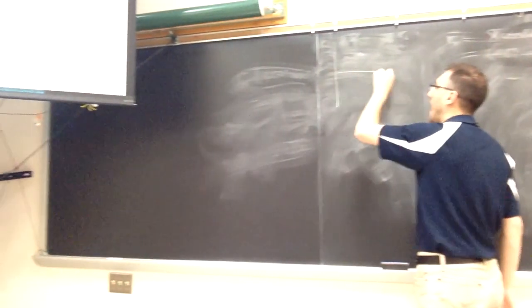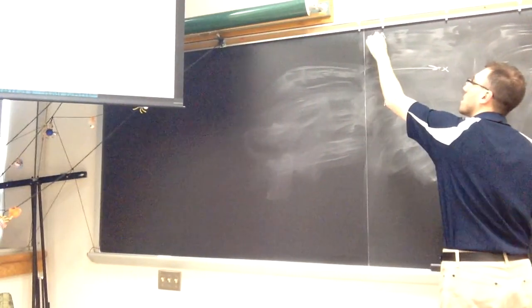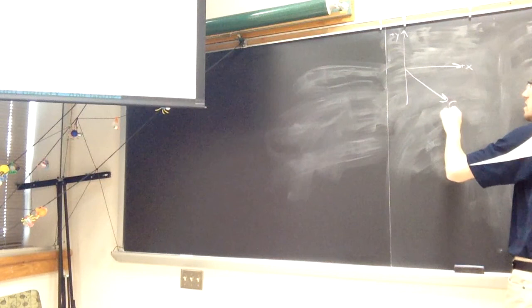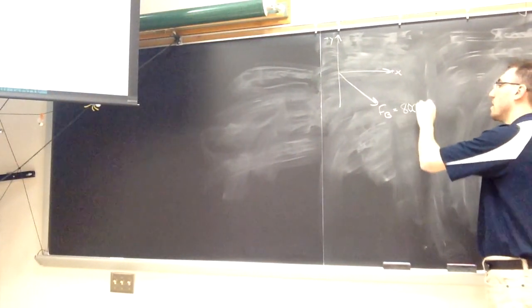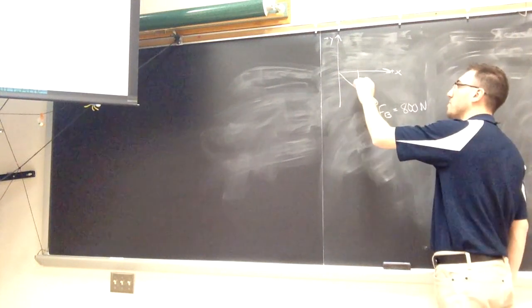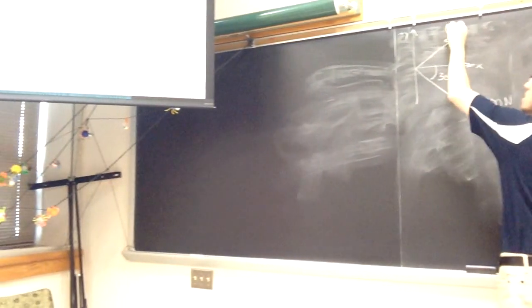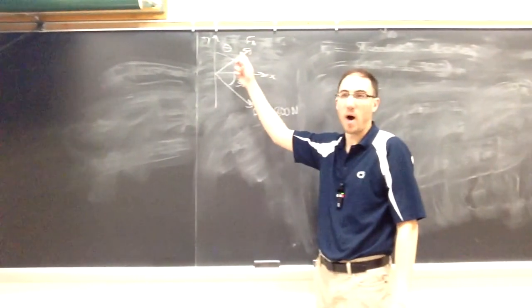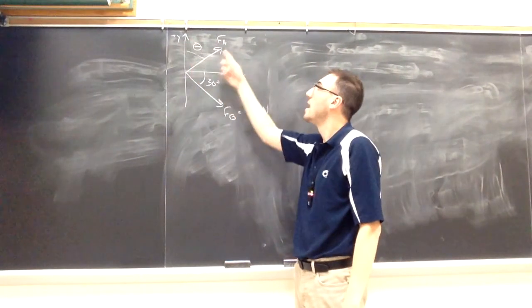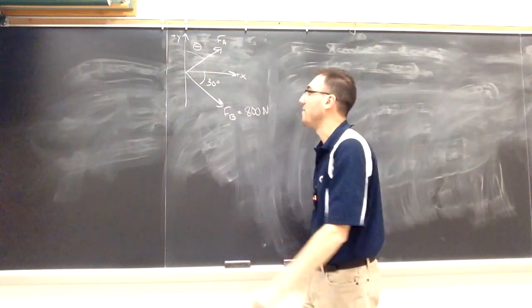Start by sketching out FA and FB, and we were provided with a coordinate system, x right, y up. The magnitude of FB is 800 newtons, directed 30 degrees below the x-axis. And FA, they want us to find theta specifically as measured from the y-axis, so they do indicate that. And they want us to find the magnitude of FA.